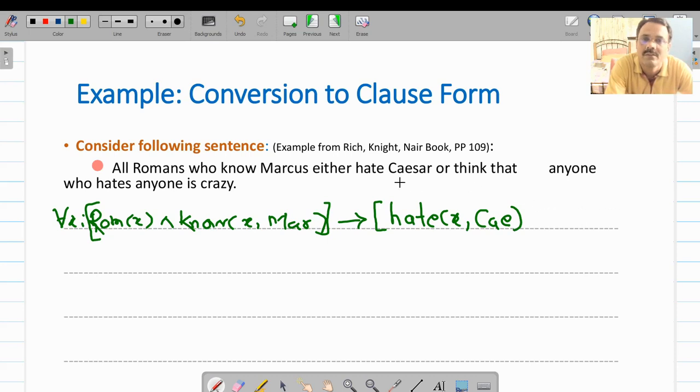All Romans who know Marcus either hate Caesar or think that anyone who hates anyone is crazy. Now out here one more implication is there: or think that anyone who hates anyone. Now two quantifiers. The first "anyone" means universal quantifier, and the second "anyone" is a specific one, so that will be the existential quantifier.